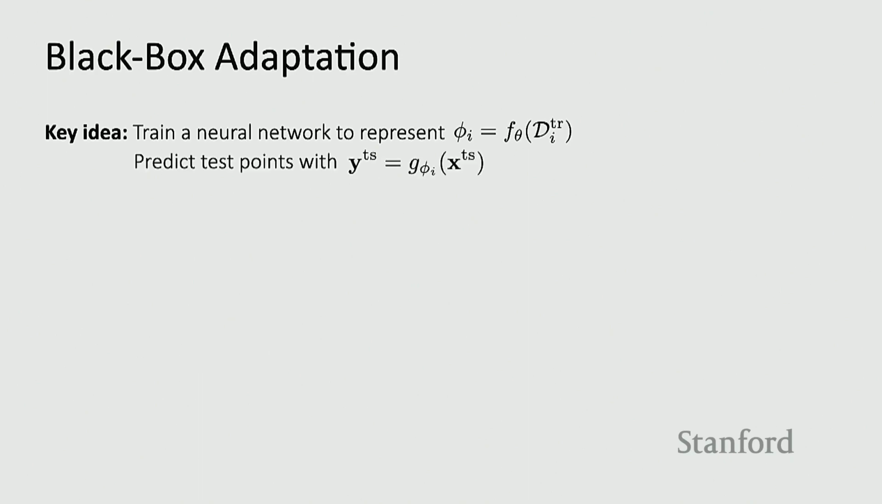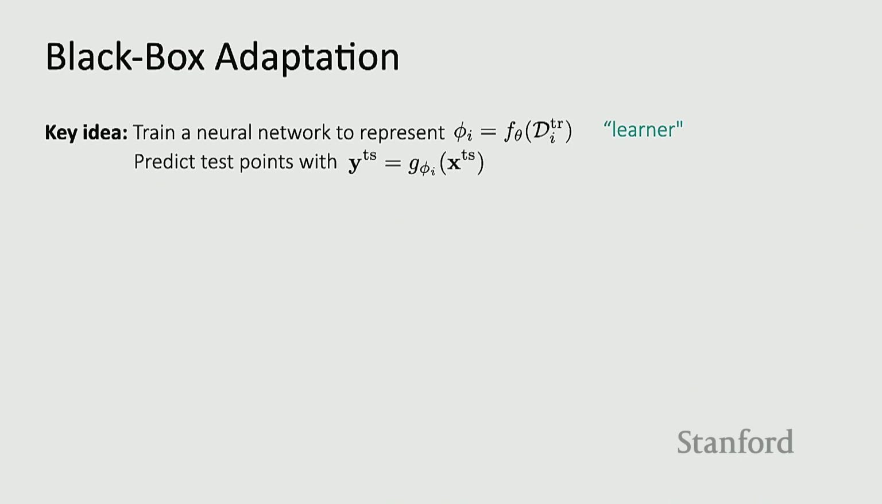Okay, so the key idea behind these black box approaches is to essentially parameterize the learning procedure as a neural network. In particular, you can just have a neural network take as input a data set and output parameters of a model from that data set. And then once you output these parameters, you can try to predict the label for new data points using a network parameterized by those parameters phi.